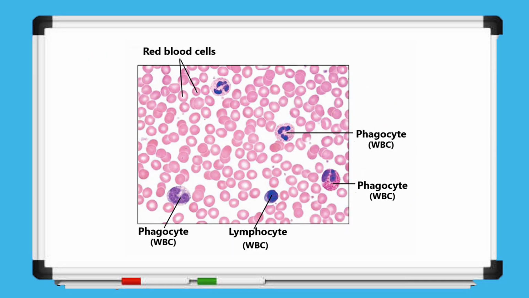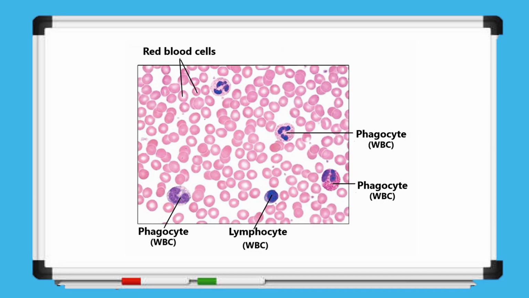Also, we can identify these blood cells in a photomicrograph, which provides a real microscopic view of a human blood sample. In the photomicrograph, the different types of cells are clearly visible and labeled for easy identification. The red blood cells are the most numerous, appearing as pink, biconcave discs without a nucleus. The phagocytes, which are a type of white blood cell, can be seen with the characteristic multi-lobed nuclei and granular cytoplasm, reflecting their role in engulfing and breaking down foreign particles.